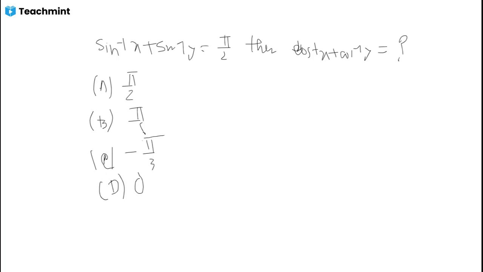Ten seconds left. Everyone, please answer quickly. The correct answer will be, the leaderboard is showing, right? The correct answer is option A, that is pi by 2. Let's see how we get that answer.